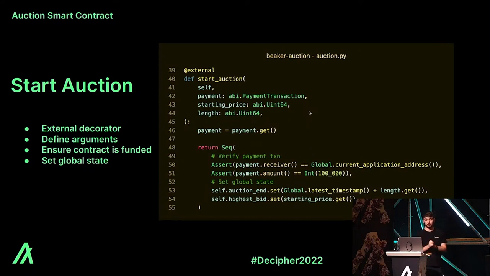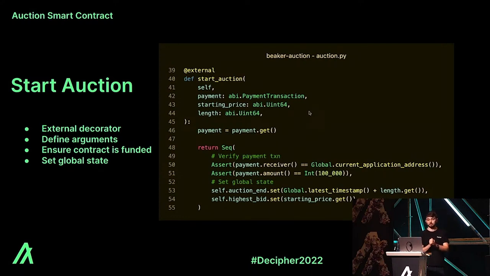So now in our actual logic, the first thing we're doing is verifying our payment transaction. As part of the start auction call, we need to send a payment to the contract so that it is able to spend on Algorand. On Algorand, a contract or any account needs a minimum balance of 0.1 algo, and if you're below that balance, you're not actually active in the ledger. And so we need to fund the contract initially so it's able to send transactions.